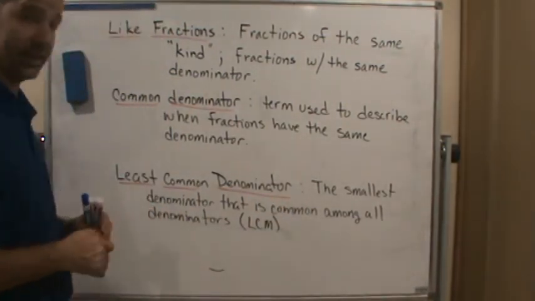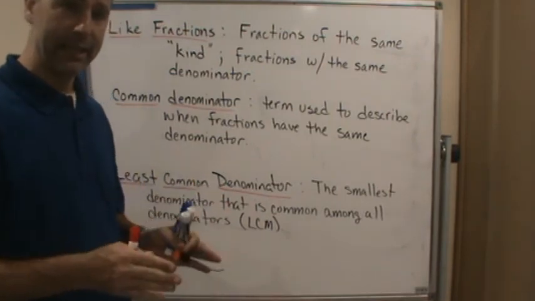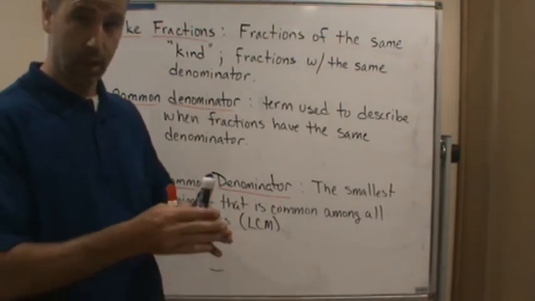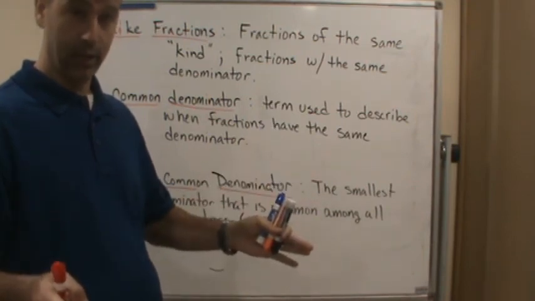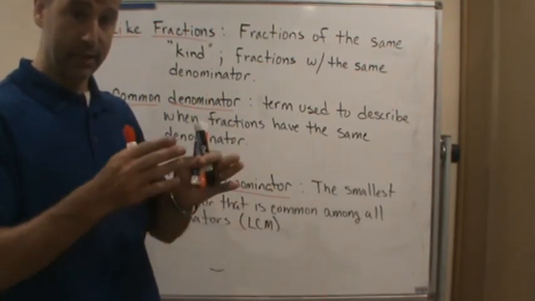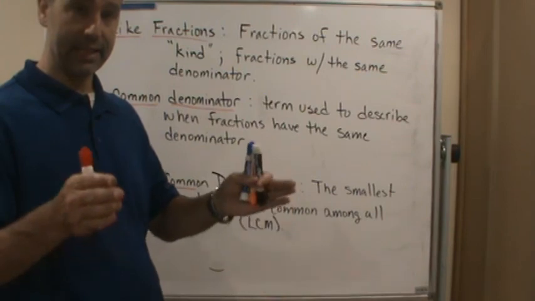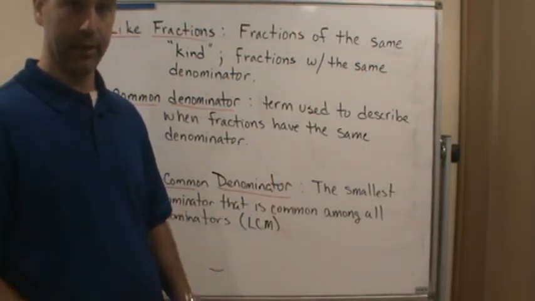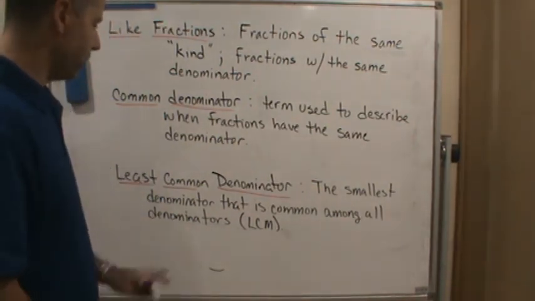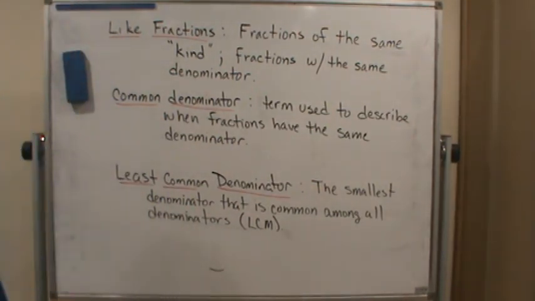And how do we get the least common denominator? By finding the least common multiple of the denominators. That's how we're going to do it. The least common denominator is going to be the least common multiple of all of the denominators. Next we'll do some examples and go from there.